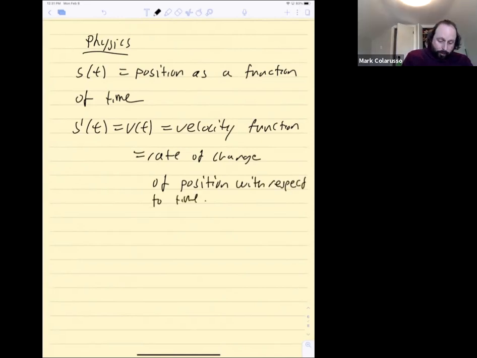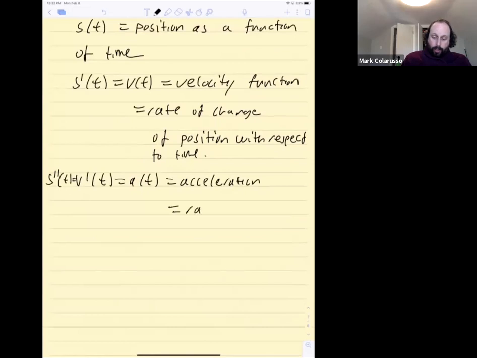And if we differentiate the velocity function, we get the acceleration, which results from differentiating the position function twice. So it's the second derivative of position. This is acceleration. And this is the rate of change of velocity with respect to time.